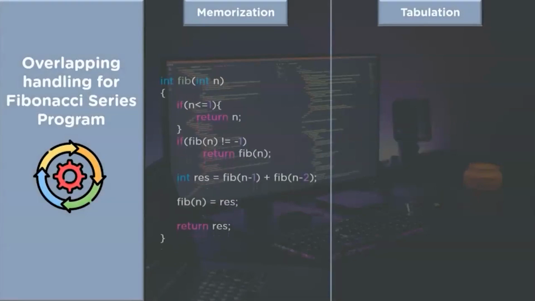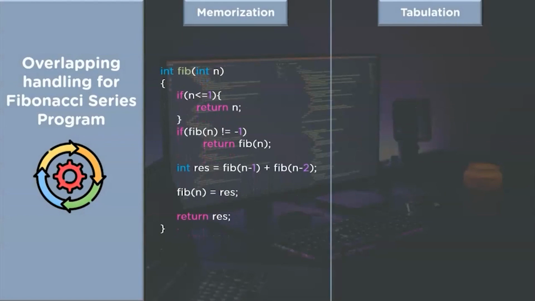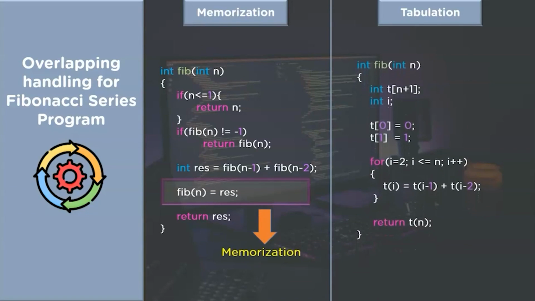If we implement the Fibonacci series program using the top-down approach, then the code for function fib will look something like this. And this one additional step, fib n is equal to res, will do the memoization job for us. If we develop a Fibonacci sequence program using the bottom-up approach, our program will look something like this. This highlighted for loop part calculates the solution to all subproblems from the base case. I hope you guys are clear with both methods of dynamic programming.